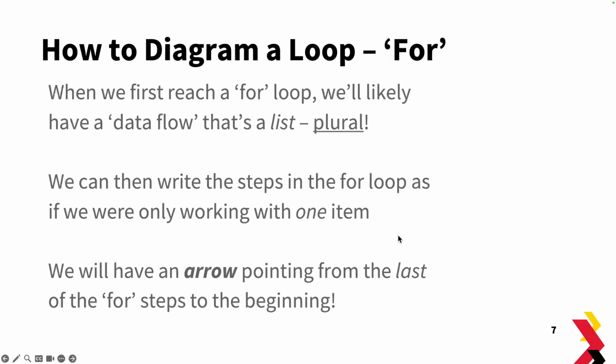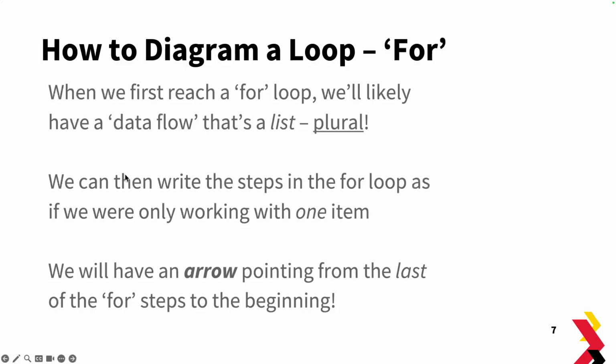Let's jump to something new. How do we diagram a loop? And we're going to start with for loops. When we first reach a for loop, we'll likely have a list as a data flow, and that'll be plural. We're essentially then going to switch to singular. So we'll be writing steps as if we were working on just one item. I'll give you an example in a second. We'll have an arrow pointing from the last of the steps to the beginning of the for loop, okay?